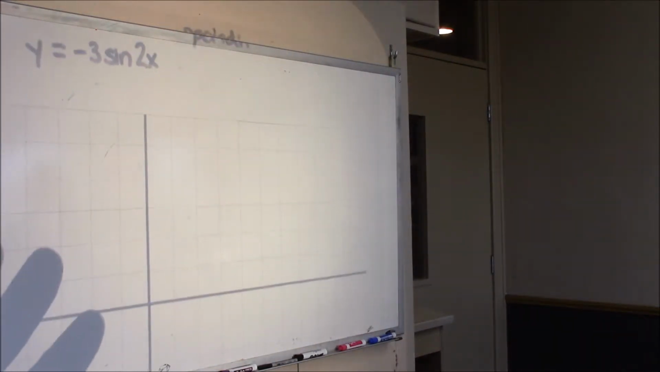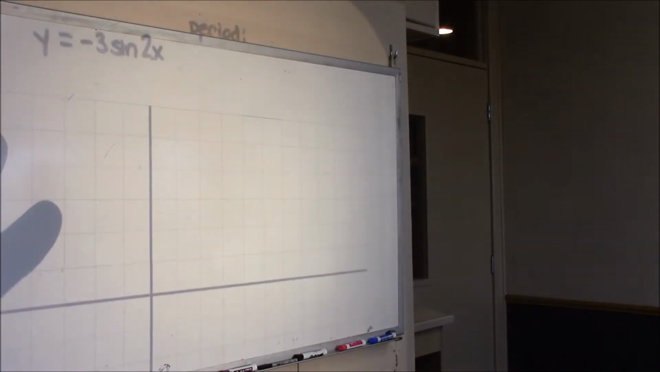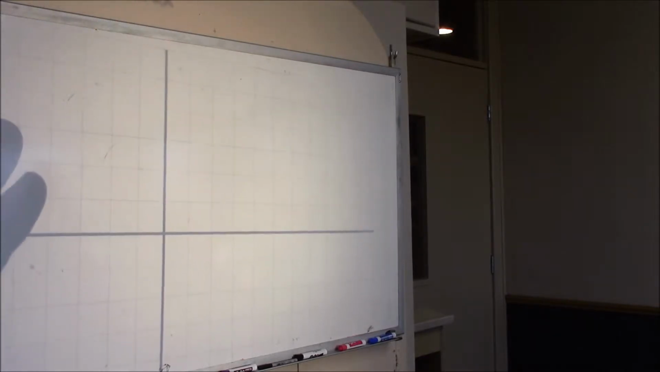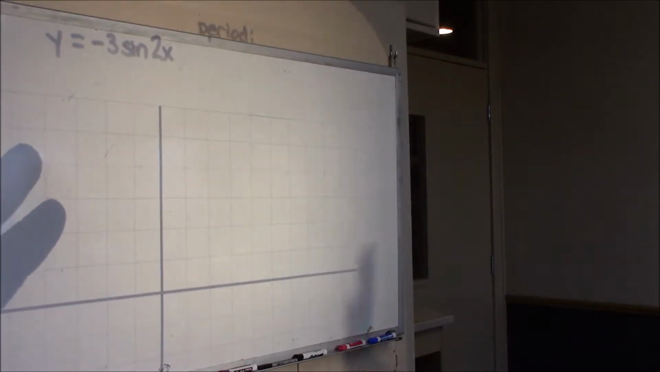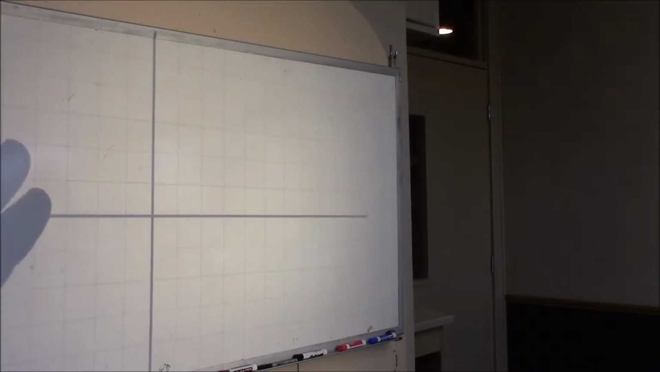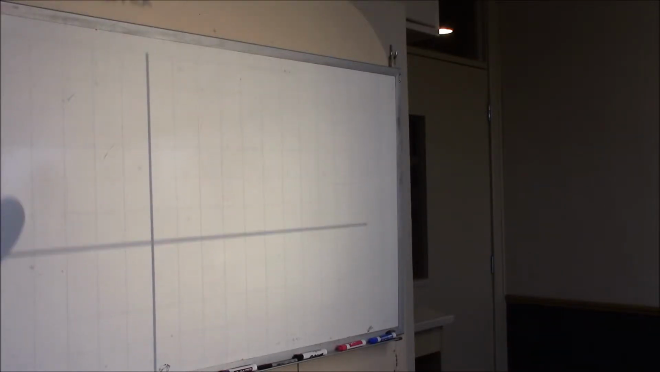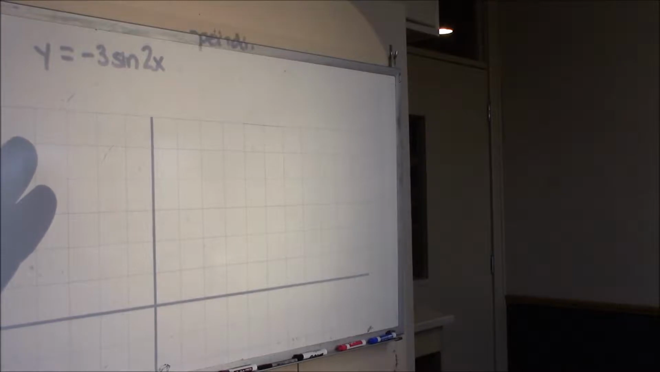Okay, so we have 5 examples. So it's best to get some graph paper and set up your axes so you're ready to go, okay? So this is -3 sine 2x.